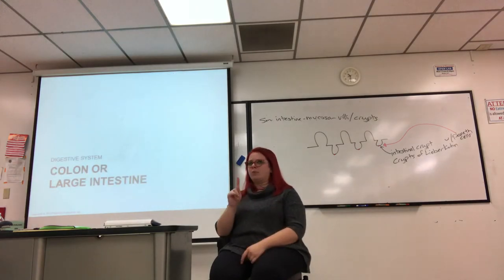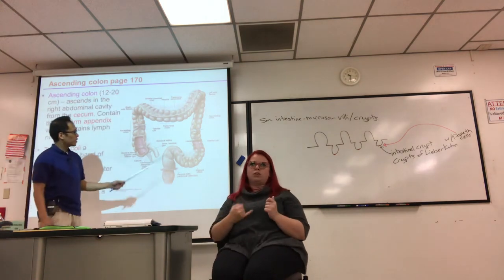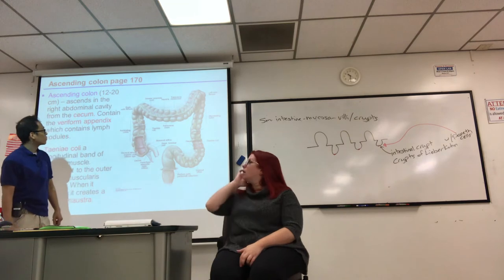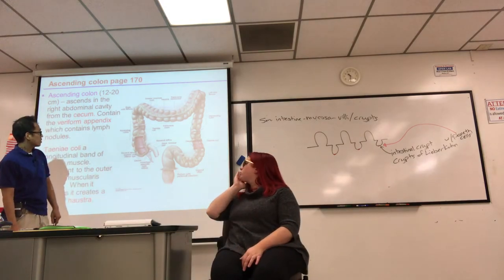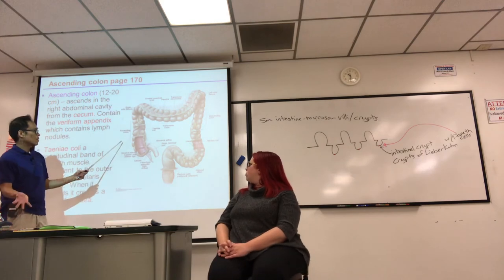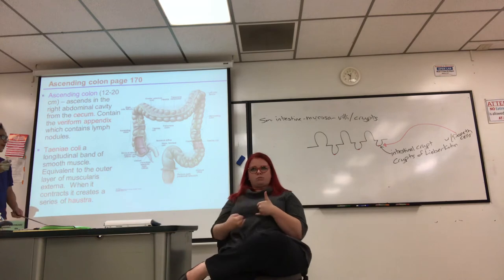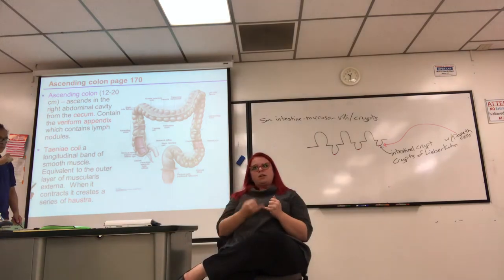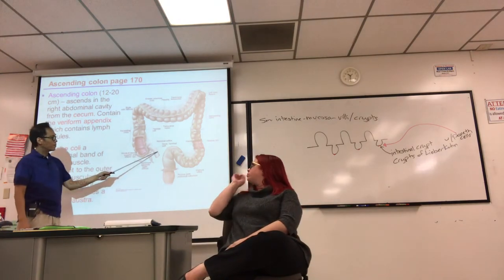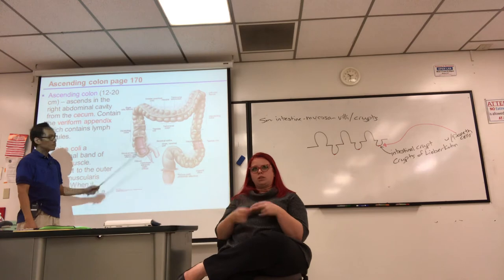Let's move on to the colon and large intestine. This is a nice picture. This is what it looks like. We just did the small intestine. Where does the small intestine end and the large intestine begin? Right there. Here's the end of the ileum. Here's the first part of the large intestine, called the cecum.